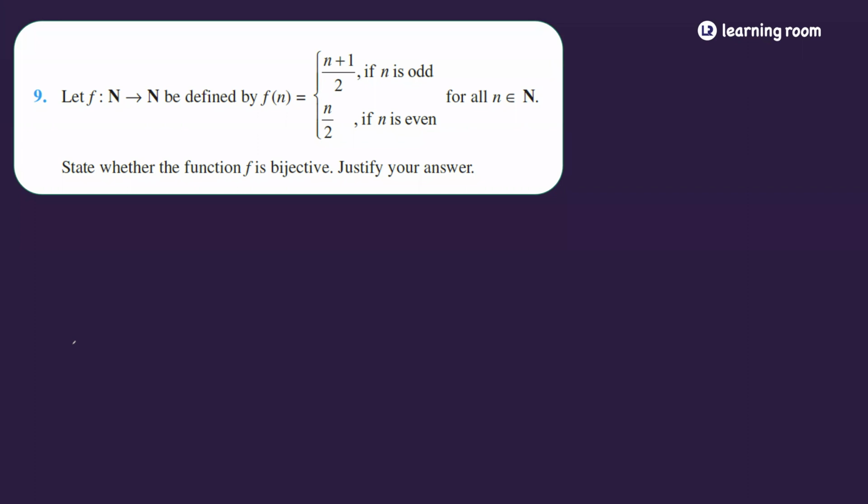f is a function mapped from natural numbers to natural numbers. f of n is equal to (n plus 1) by 2 if n is odd, n by 2 if n is even. State whether the function f is bijective or not. Yesterday we did a similar kind of problem, x plus 1 and x minus 1.